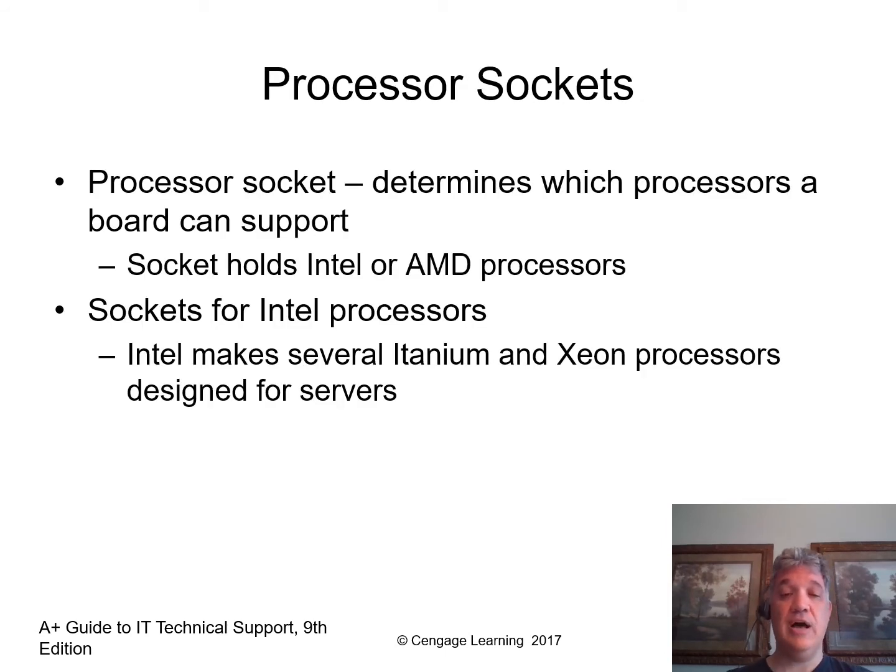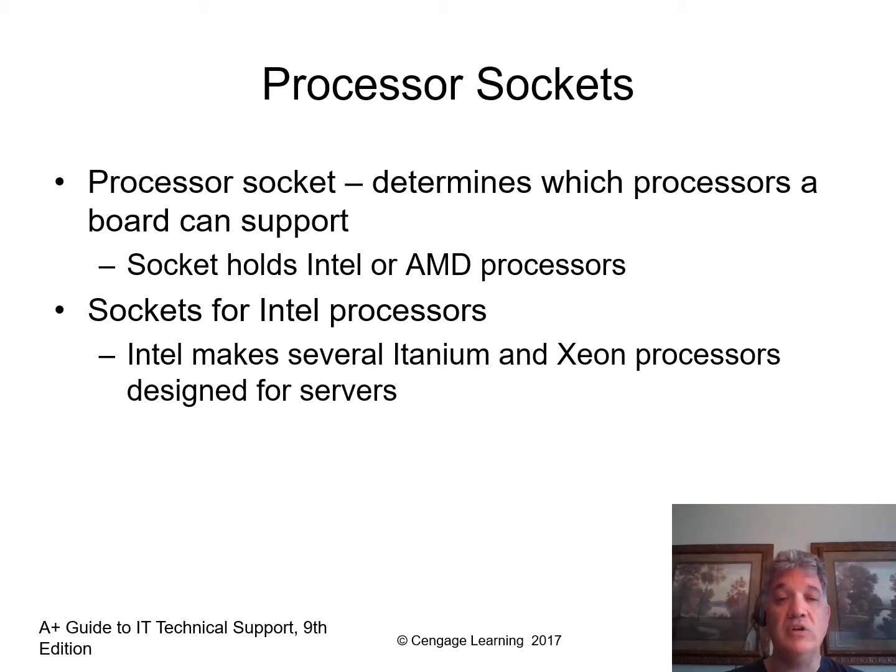All right, processor sockets. A processor socket determines which processors a board can support. So modern CPUs will fit in with a PGA, pin grid array, that will plug directly into the motherboard, and there are different types of socket locking mechanisms. On top of that, you will have a heatsink that will be held down by some sort of spring-loaded clip, with a little thermal grease in between, and that describes most pin grid array PGA attachments for a CPU.